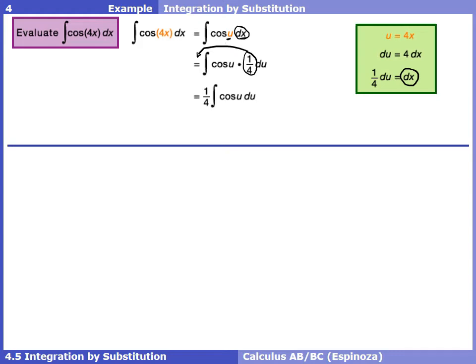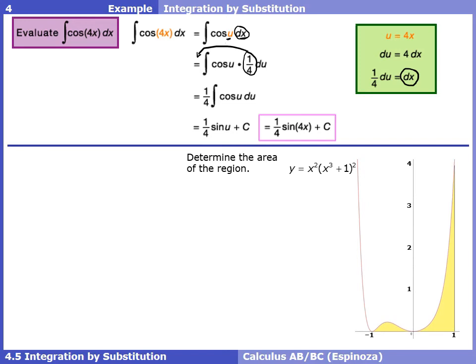1/4 times the integral of cosine u du, and that's great. We have only u's in our problem, so now we can integrate cosine u. The integral of cosine u, we know. That is just sine u plus c. Again, we don't want to leave the u in our final answer, so we're going to plug u back in, which happened to be 4x. So the answer is 1/4 sine 4x plus c.